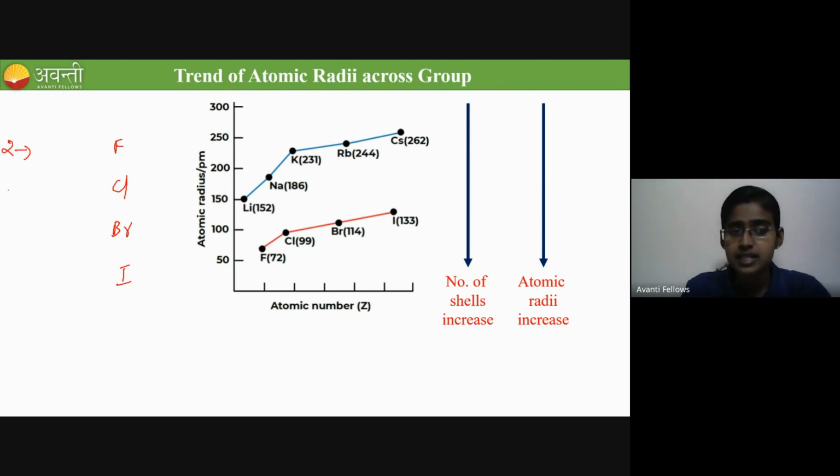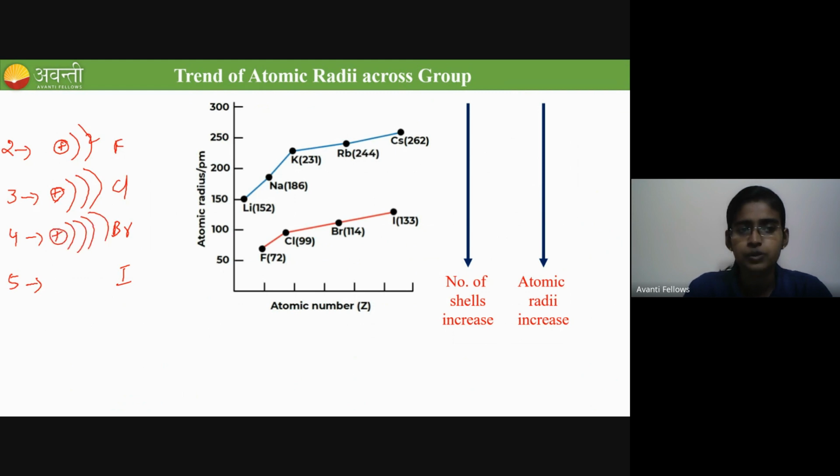And chlorine is a third period element. Bromine is fourth period and iodine is fifth period. Now for fluorine, the outermost shell is 2. So this is the nucleus, shell number 1, shell number 2. And for chlorine, this is the nucleus, shell number 1, 2, 3. And for bromine, 1, 2, 3, 4. And for iodine, 1, 2, 3, 4, 5.